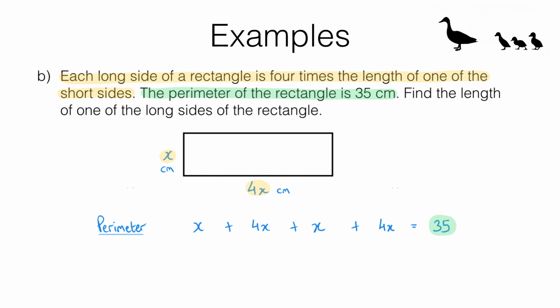Now we can simplify the left-hand side. x plus 4x plus x plus 4x equals 10x. 10x equals 35. Now we can divide the left and right hand side by 10 to give us x equals 3.5. But we don't stop there, because remember, we're not looking for x, we're actually looking for 4x. So let's multiply this by 4. 4x is going to be 4 times 3.5, which is 14. So the long side is 14 centimeters.